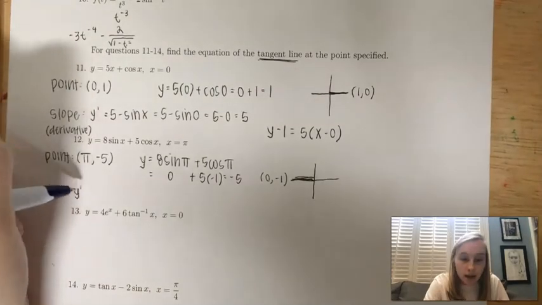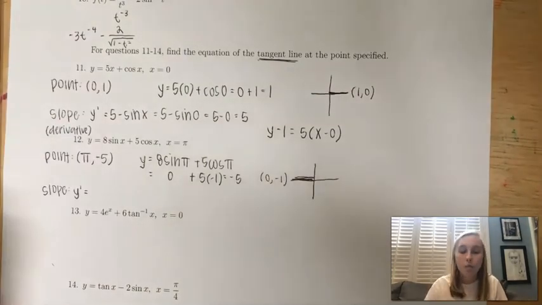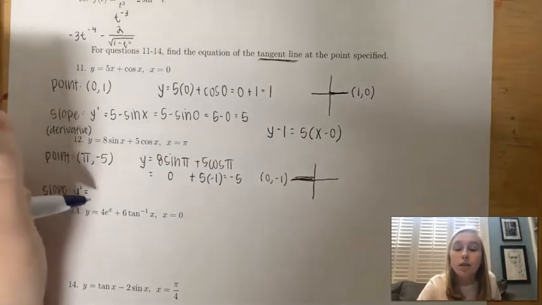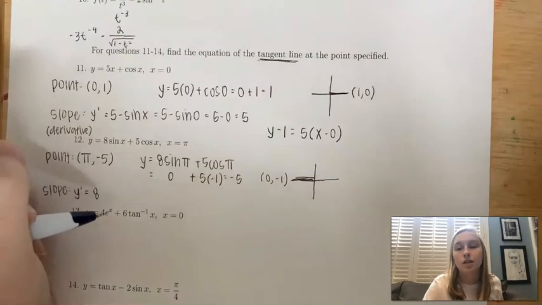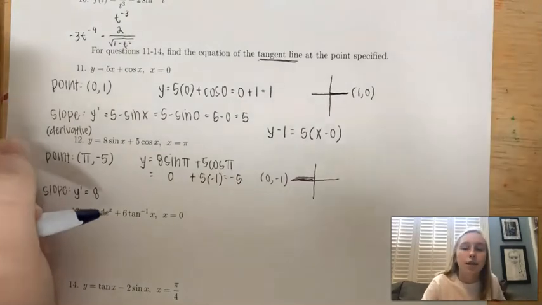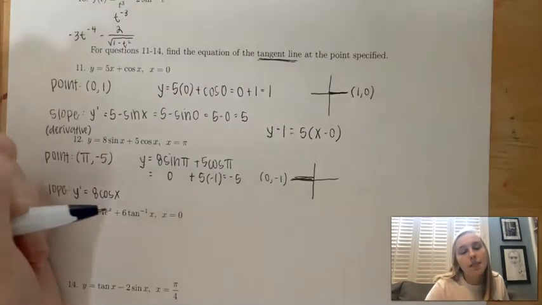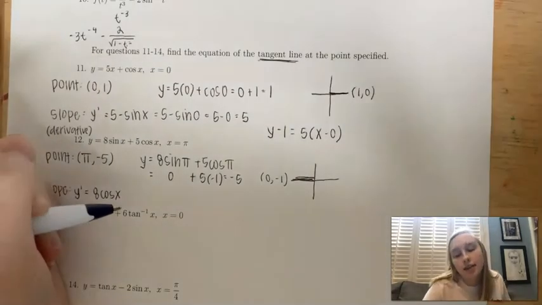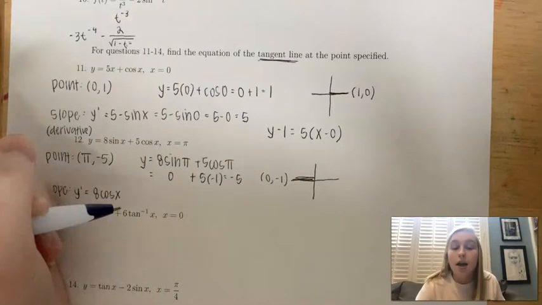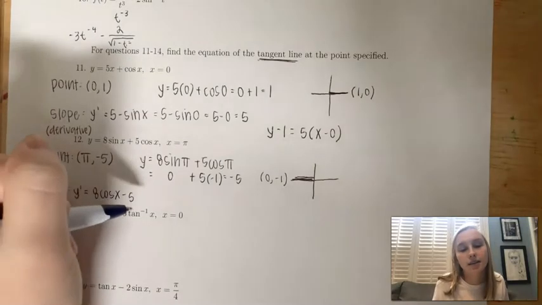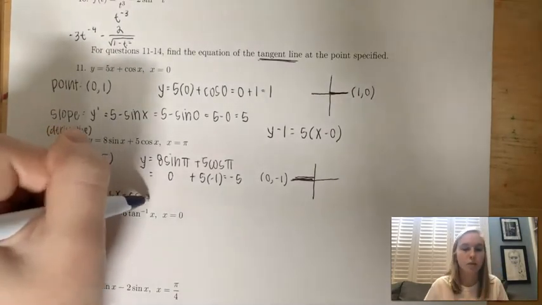Same way you do the slope, you find y prime, or the derivative of the y equation, and we're going to do that using the same trig identities and equations that we've been using on the first problems. The derivative of sine x is simply cosine x, so you're going to get 8 cosine x, and then the derivative of cosine x is, remember, negative sine x, so you're going to get -5 sine x. Not too bad.